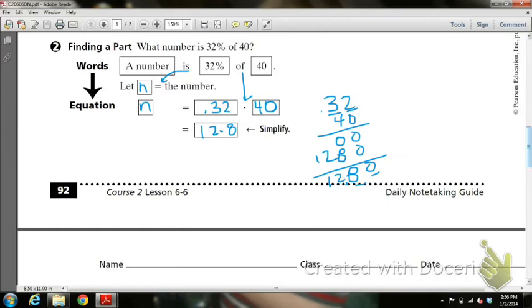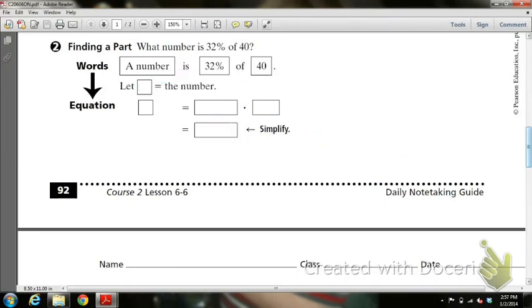Okay? And again, you would have gotten the same thing if you had done the proportion. So pick a method you like and go with it. Let's move on to the next part.